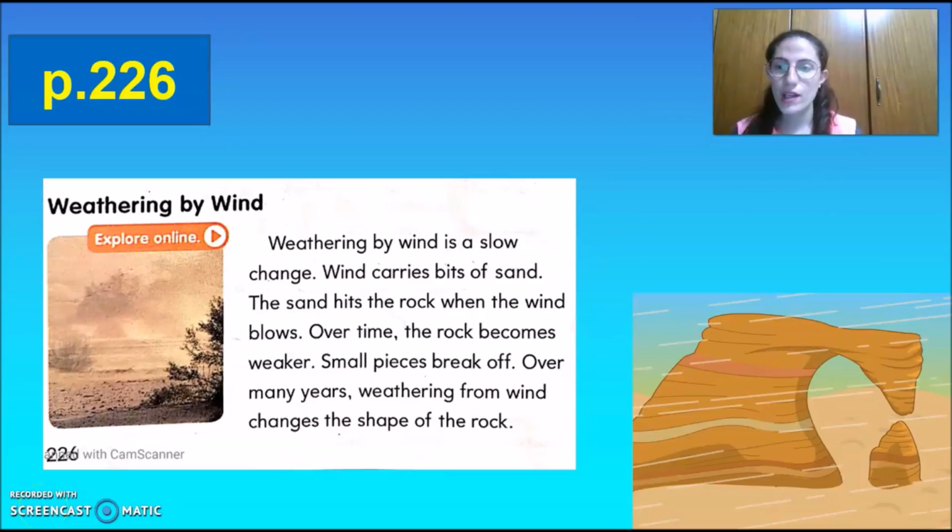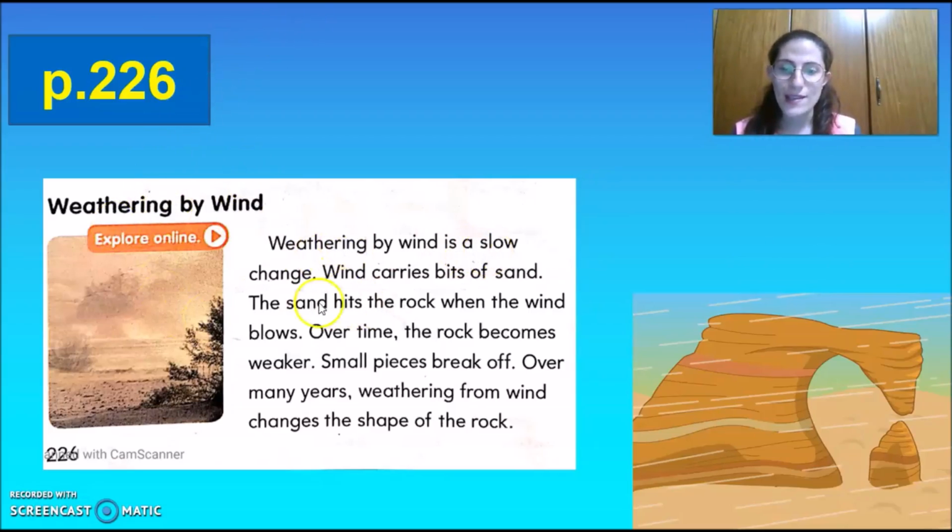So for today, we're going to continue on page 226 and start with weathering by wind, which means today we're going to cover how weathering happens through wind, or how does the wind cause weathering. Are we ready? Let's read together.